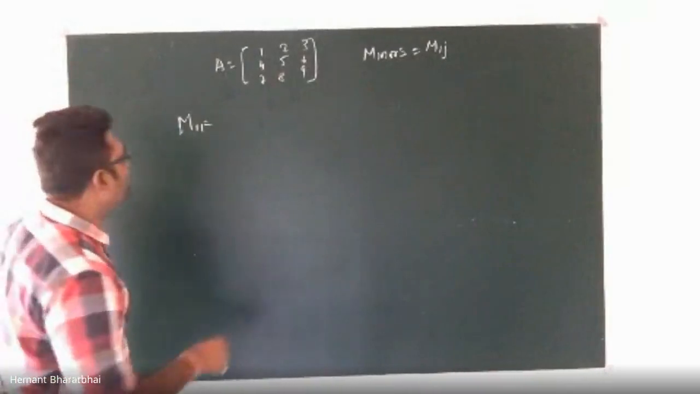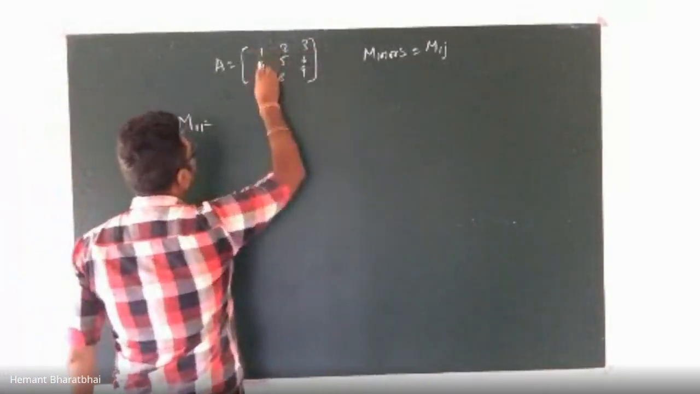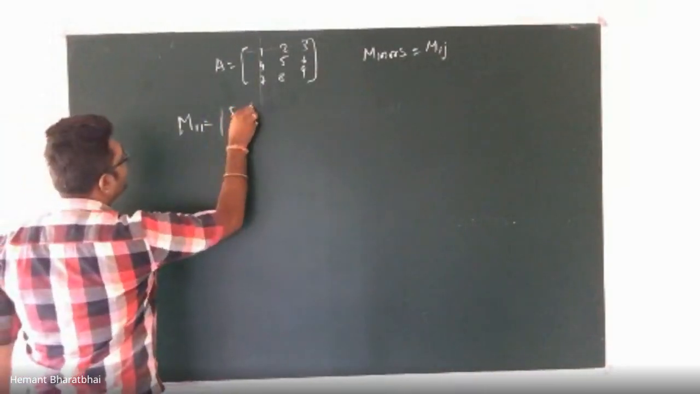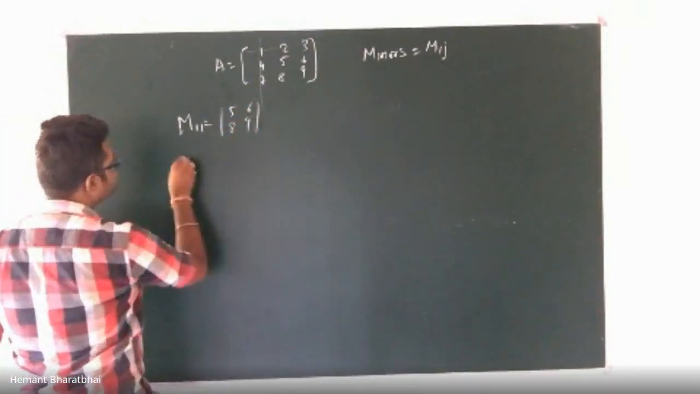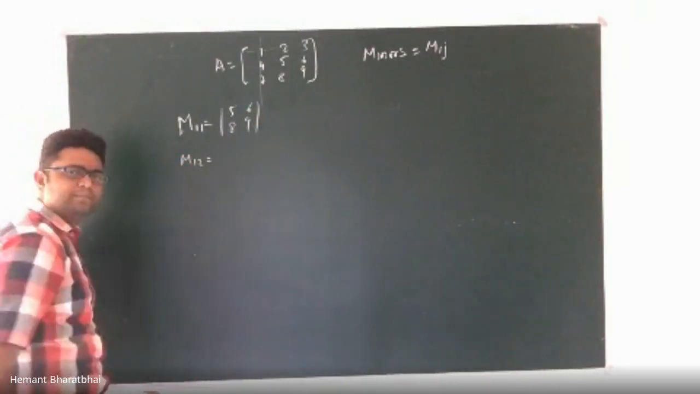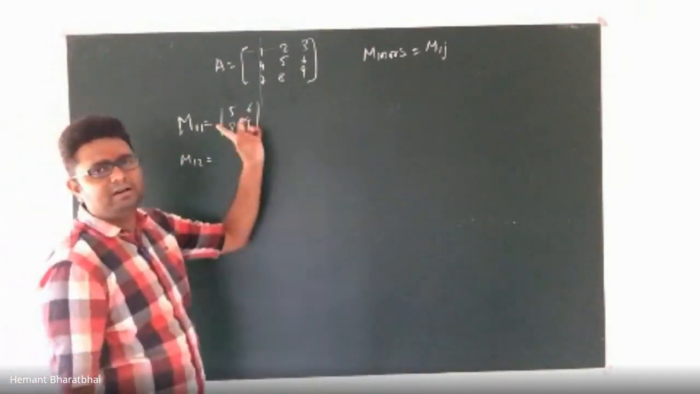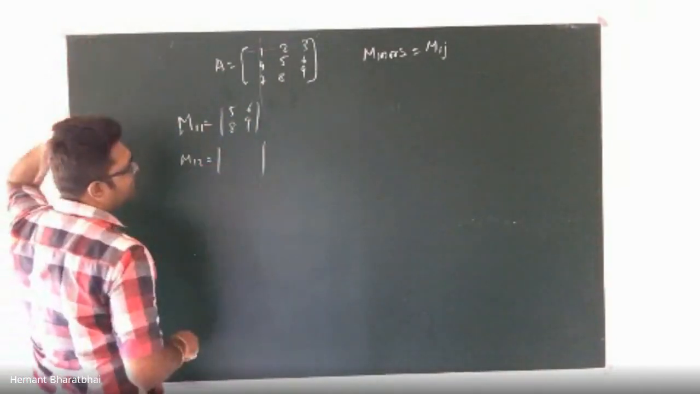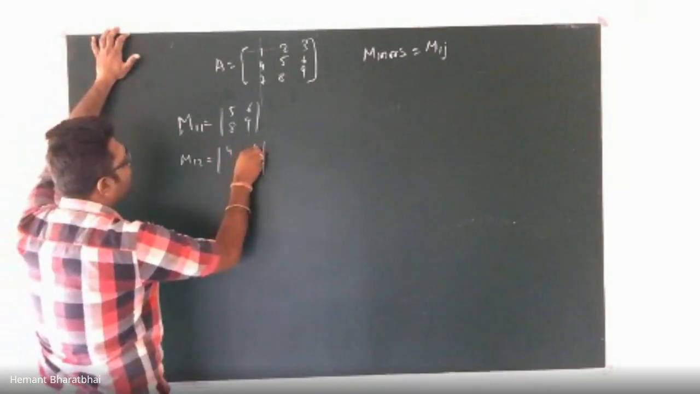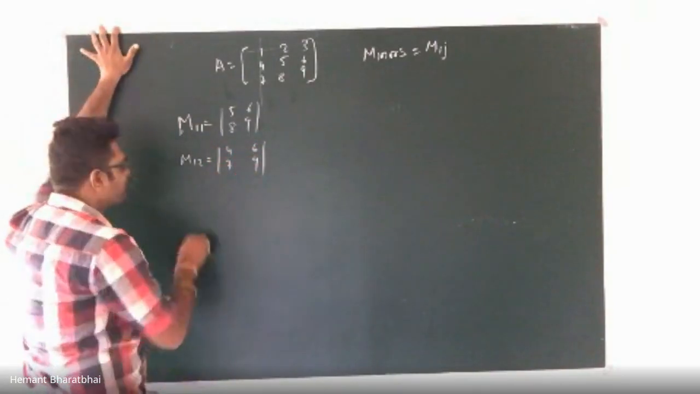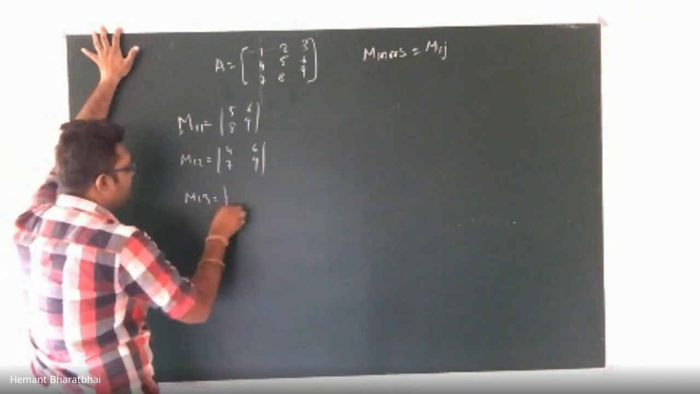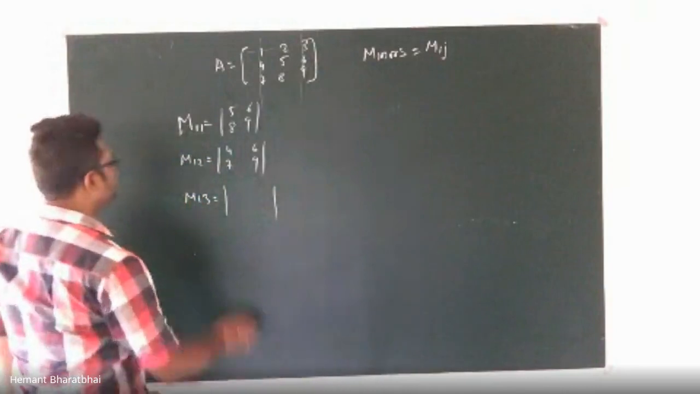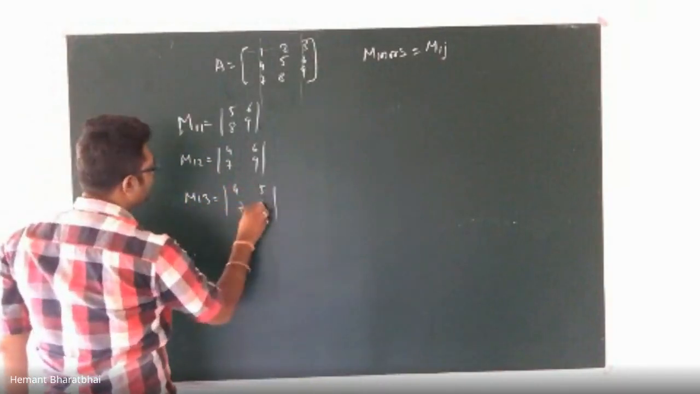So when I say M11, I cancel first row and first column. Whatever elements are remaining, that is 5, 6, 8, and 9. M12: I will cancel first row and second column, and whatever elements remain, I write 4, 6, 7, and 9. Then M13: cut first row and third column, so whatever elements remain, that is 4, 5, 7, and 8.